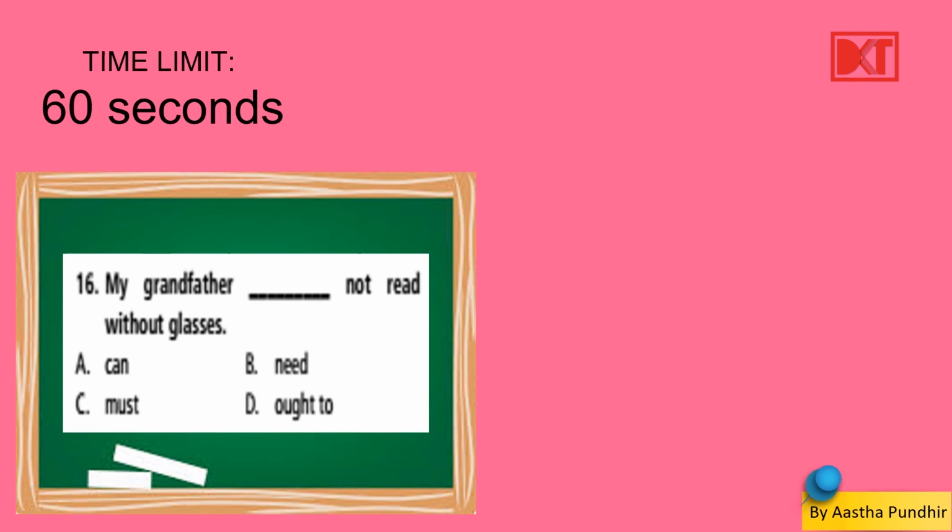My grandfather dash not read without glasses. Cannot, need not, must not, or ought to not. So here the correct answer is A, cannot read without glasses. Probably he has defects in the vision, so he needs glasses for reading. So we're talking about ability here, that he cannot really read without glasses.